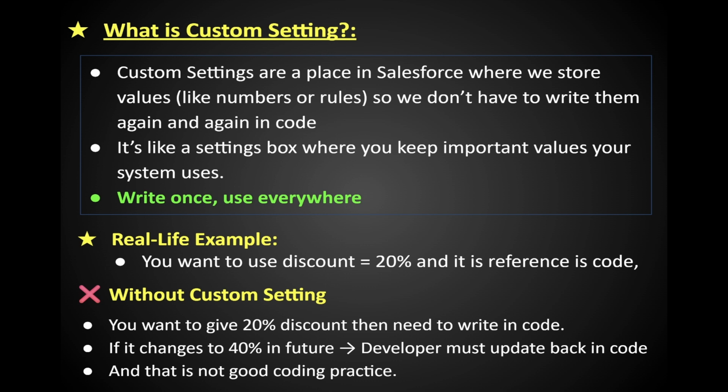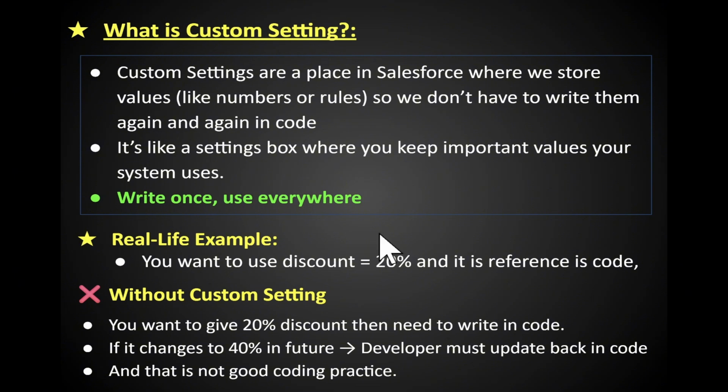Like if you are working on some integrations, you might have some passwords, some keys, like client keys, secret keys, right? That you want to use again in different orgs. Like you have a dev org, SIT, UAT, and prod, right? Those values you have to change every time you want to deploy the code to SIT, UAT, or prod. So it's better to keep those values in the custom settings. You can just change the value in the custom setting rather than changing it in the code. In one line we can say, write once, use everywhere.